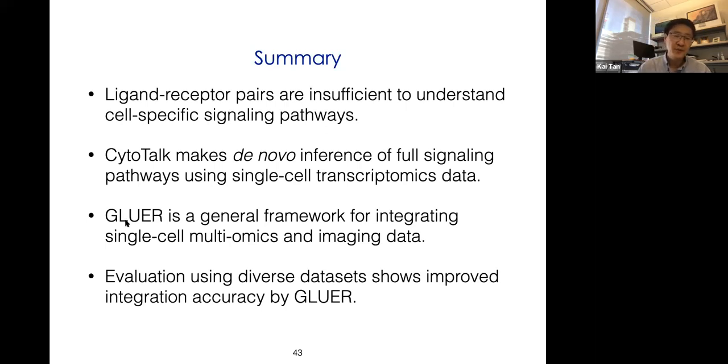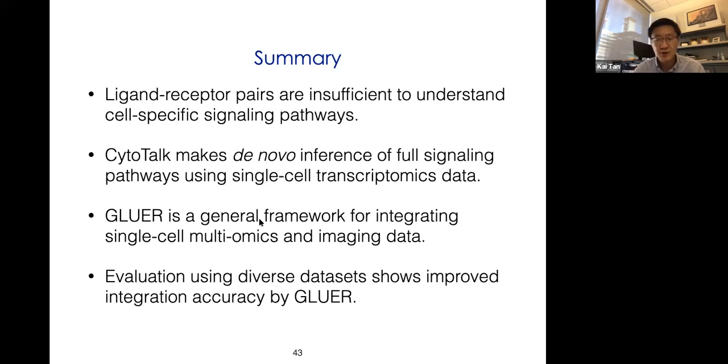We also developed this GLUER algorithm, a general framework for integrating single cell multi-omics data with imaging data. So we have evaluated the performance of GLUER using a diverse set of data sets. I showed you some of those.